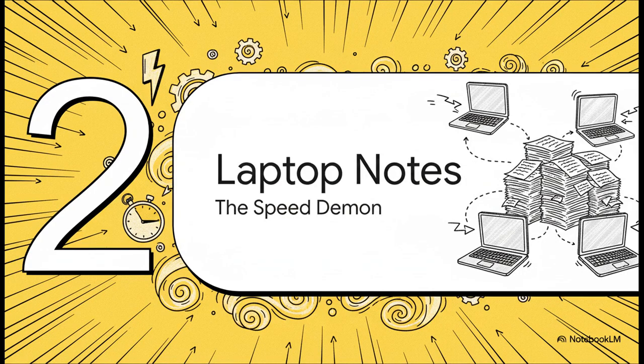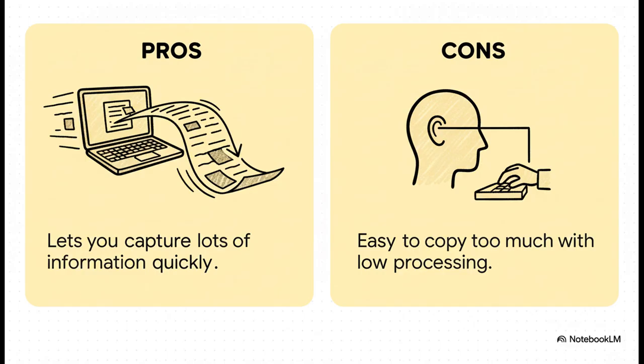Okay, so paper is amazing for that deep thinking. But what happens when you just need to get down a ton of information and fast? Well, let's meet contender number 2, this speed demon, the laptop. This is all about efficiency, volume, and just getting a massive amount of info down as quickly as you possibly can. I mean, the main benefit here is obvious: speed. You can type so much faster than you can write, which is a lifesaver in those info-packed lectures.